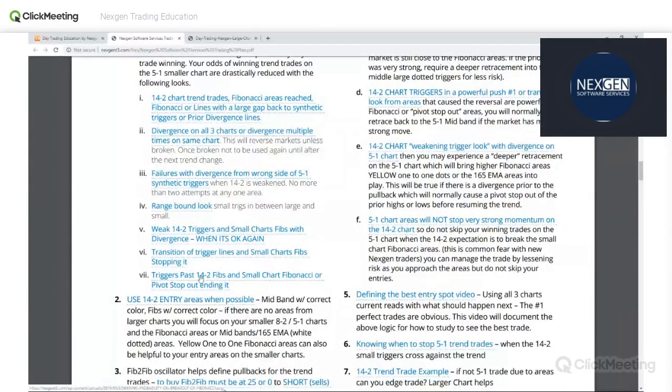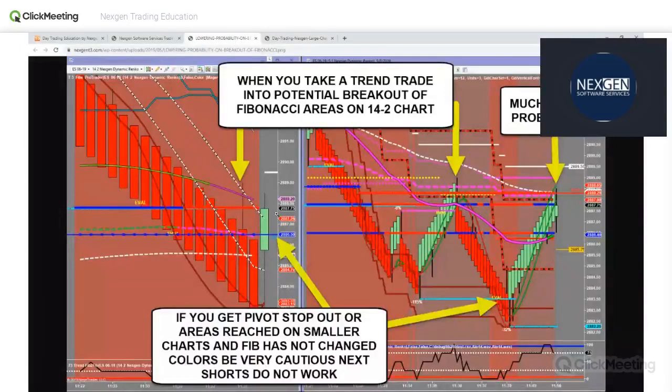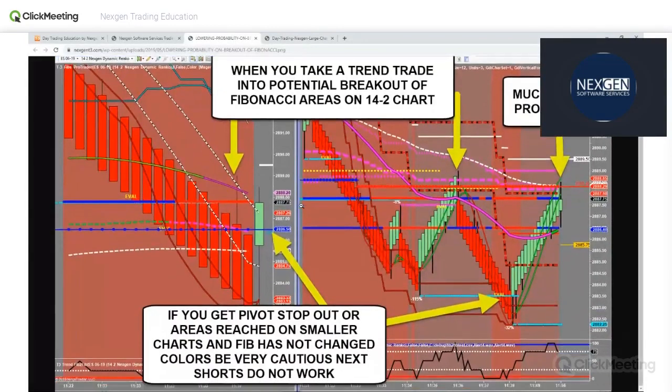But look, watch. This is one of the criteria that we use for stopping a 5-1 trend trade. So we get a very strong push through a blue Fibonacci area, right? And because we have a strong trigger push through a fib area, we're going to do one more short trade.